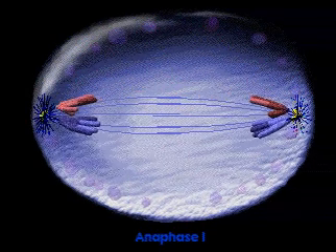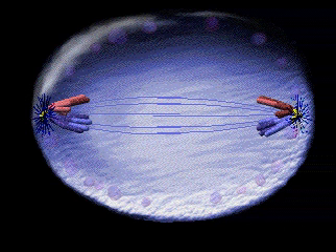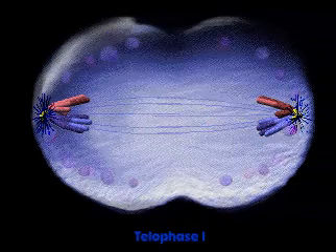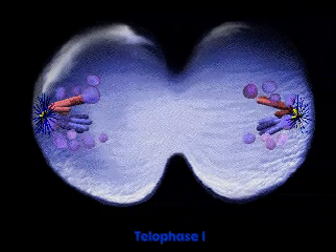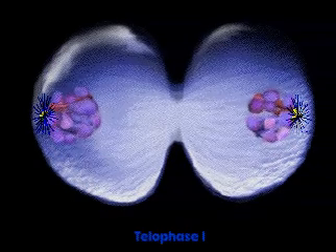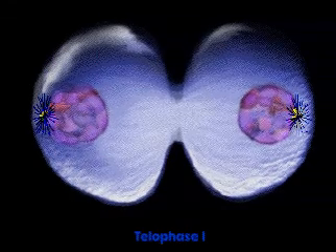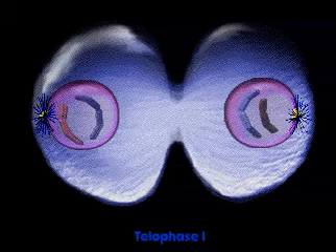As the members of the homolog separate and move toward opposite nuclei, the reduction in chromosome number from 4 to 2 is achieved. In telophase 1, the chromosomes stop moving and the nuclear membrane reforms. These events are followed by cytokinesis, the division of the cytoplasmic portion of the cell to produce 2 haploid daughter cells.